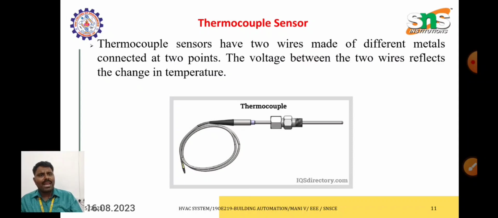And in the thermocouple, there are two elements made up of two different materials. If the temperature is changed, the resistivity of the material gets changed. So we have to measure the voltage across the two different points. That is nothing but a thermocouple.